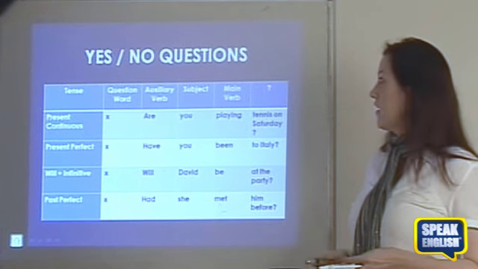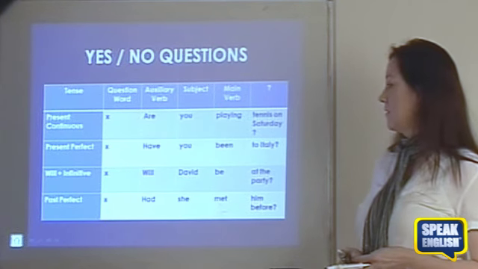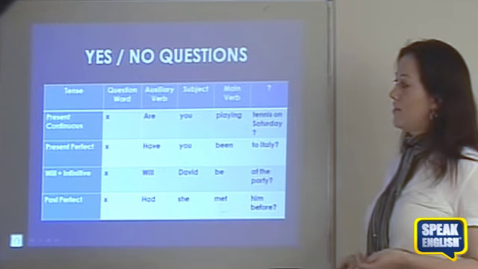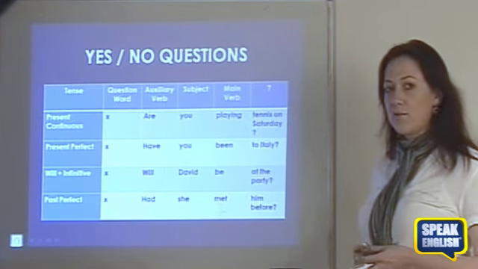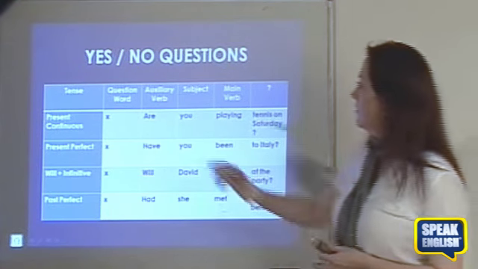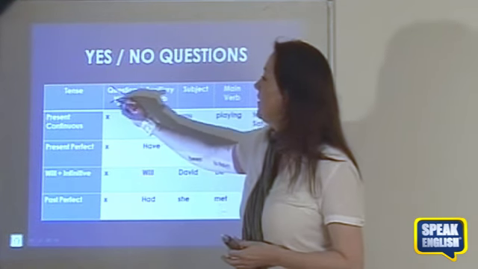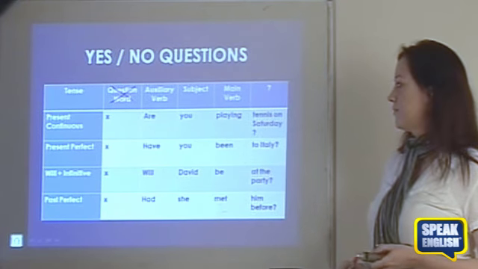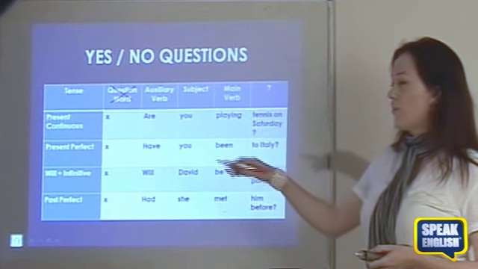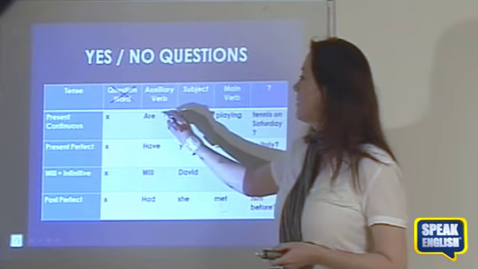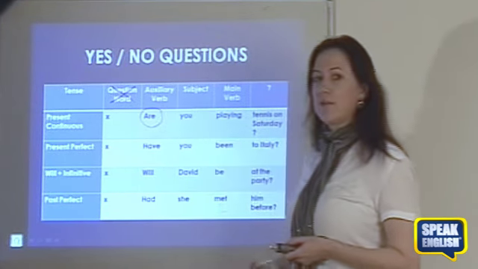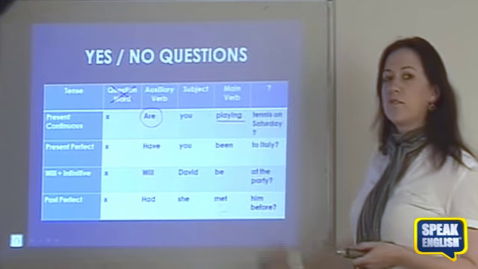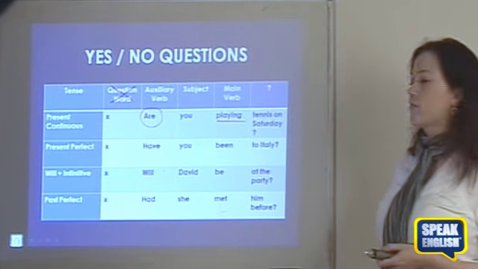Next, we're going to take a look at yes-no questions. Yes-no questions are called this because the only answer for them is yes or no. So they come without a question word. So the only change we make to the pattern is take out the question word. Let's look at some other tenses. We've got present continuous. The auxiliary verb that we start with is are. Are you playing tennis on Saturday?